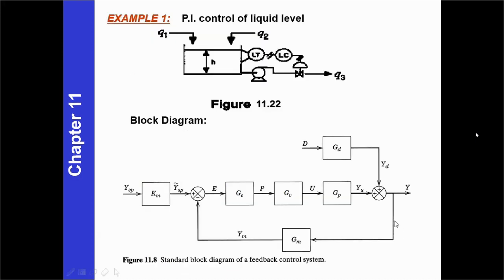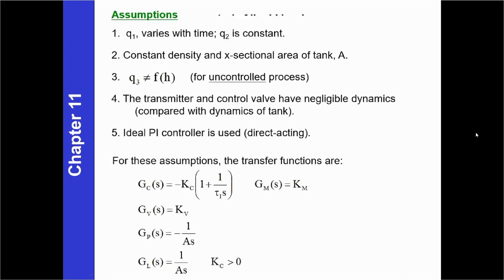For this system, as in any engineering problem, you can assume a few things. First, Q1 varies with time, and Q2 is constant, and the cross-sectional area of the tank A is constant. Q3 is not a function of the height h for the uncontrolled process, and the transmitter and control valve have negligible dynamics compared with the dynamics of the tank. In this case, the ideal proportional integral controller is used, direct acting.